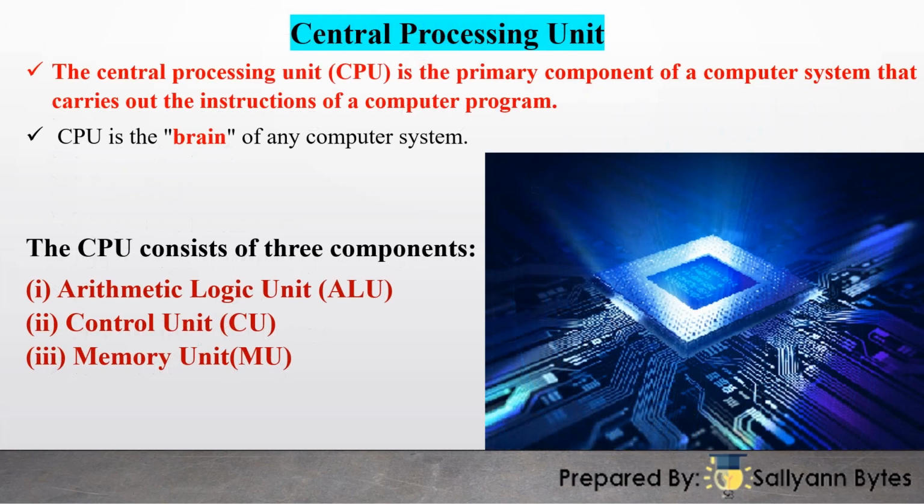The basic component of a computer system includes the Central Processing Unit. The Central Processing Unit, CPU, is the primary component of a computer system that carries out the instructions of a computer program. It is often referred to as the brain of the computer because it performs the vast majority of the system's processing. The CPU interacts closely with primary storage or main memory, referring to it for both instructions and data. There are three basic components in the CPU register section: Arithmetic Logic Unit, ALU, Control Unit, CU, and the Memory Unit, MU.